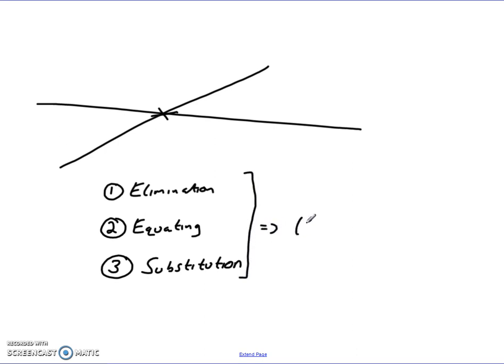Regardless of which of the three techniques we use, ultimately we're looking for the same thing. We're looking to get a solution for x and a solution for y that gives us a coordinate. That coordinate tells us where the two lines meet. I'm going to take an example and show you how you solve it with each of the three techniques. It also indicates that it doesn't matter which technique we use, we should get the same solution regardless. So the first technique we talked about there was elimination.